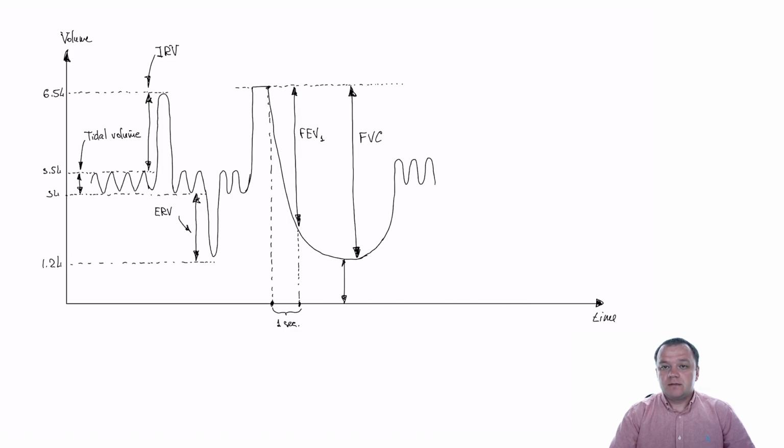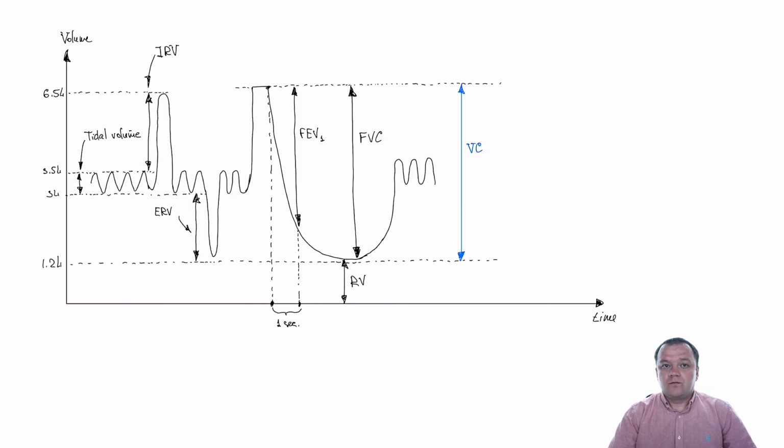Residual volume is the volume of air left in the lungs after a maximum forced expiration. It corresponds to around 1.2 liters of air. And residual volume is the only lung volume which cannot be measured directly with a spirometer. Vital capacity, or VC for short, is the volume of air expelled from the lungs during a maximum exhalation, starting after maximal inspiration. I have indicated it by blue color on our spirogram.